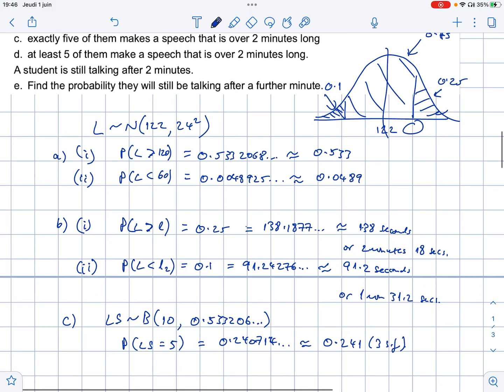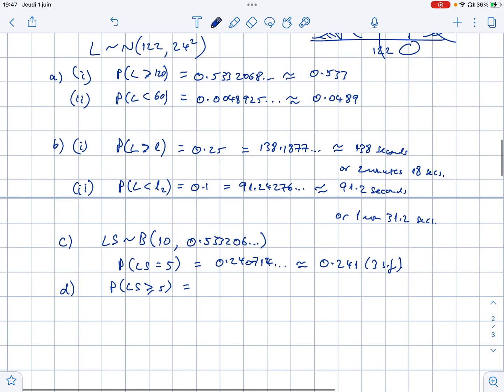And then at least five of them. So now part D is the same thing again. It's the probability that LS is greater than or equal to 5. That's at least 5 of them. So a CDF between 5 and 10, or do 0 to 4 and subtract it from 1, because in effect, we've got now a graph here where we've got 0, 1, 2, 3, 4, 5, 6, 7, 8, 9, 10 students.